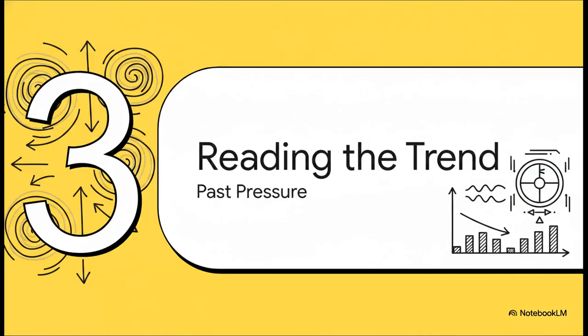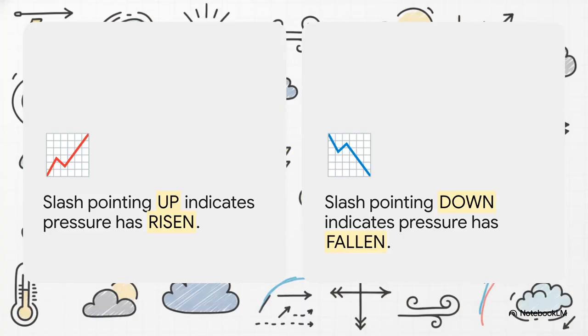Next up, Section 3. Reading the trend, or deciphering past pressure. Just below the pressure code, you'll find the pressure trend. This is basically a quick story about how the atmosphere has changed over the last 3 hours. You'll see a number next to a slash. A slash pointing up means the pressure has risen. A slash pointing down, it's fallen. And the number right next to it represents the amount of change in tenths of a millibar. So, a 16 with a downward slash literally means the pressure fell by 1.6 millibars.